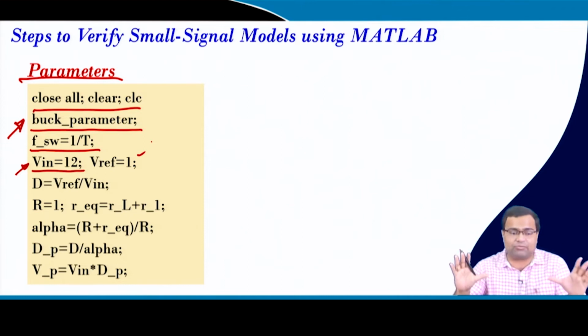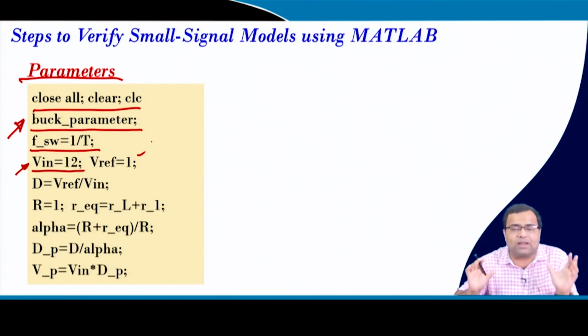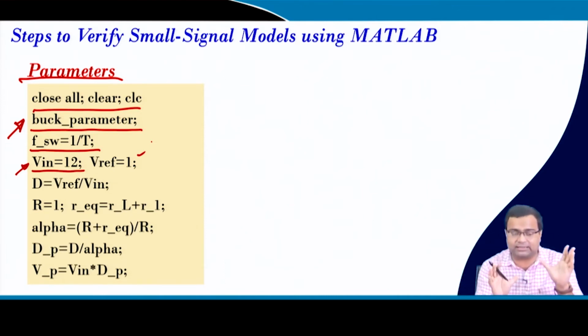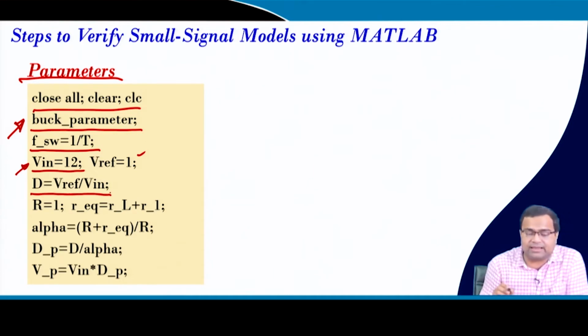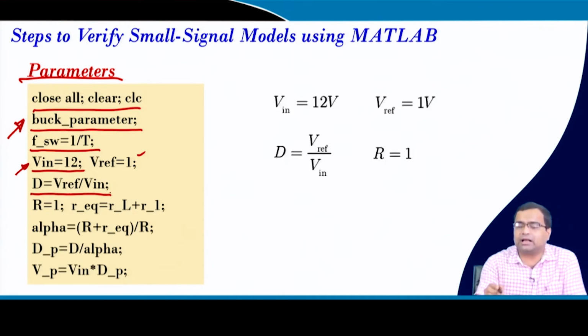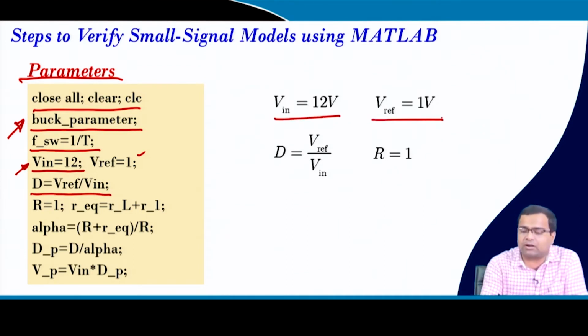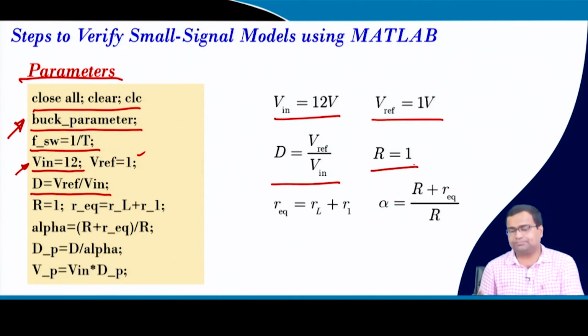This is our desired value, and we are going to check the open loop simulation. It is expected that the output voltage will not be the desired one in the case of a practical converter. So, the ideal duty ratio will be D equal to V ref by V in. If you check, 12 volt is the input, 1 volt is the output, and our ideal duty ratio is D equal to V ref by V in, and R equal to 1.